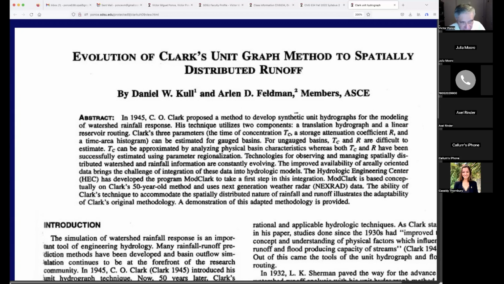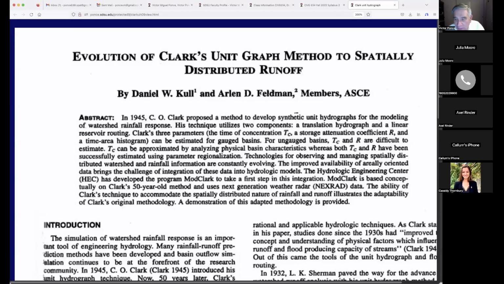T sub C can be approximated by analyzing physical basin characteristics, whereas both T sub C and R have been successfully estimated using parameter regionalization. I already said that. That was in the book of my friend Vijay Singh, my colleague and friend. Vijay and I went to school together, by the way, at Colorado State in the middle 70s. So everything that we say in here so far is the truth, okay?